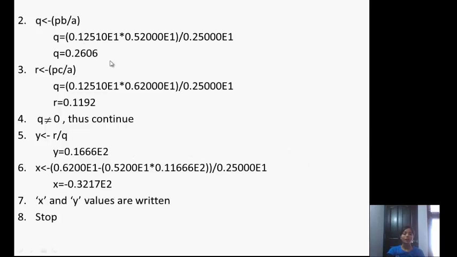Now we can dry run our algorithm with these values. Substituting values for p, b and a, we have 0.2606 as value of q. Now compute r minus pc upon a, we have 0.1192 as value for r. q is not equal to 0, thus we continue. So our y will be r by q, that is 0.1666 into 10 raised to power 2, and our x is going to be minus 0.3217 into 10 raised to power 2. In this way, we have our values for x and y, and our algorithm works.